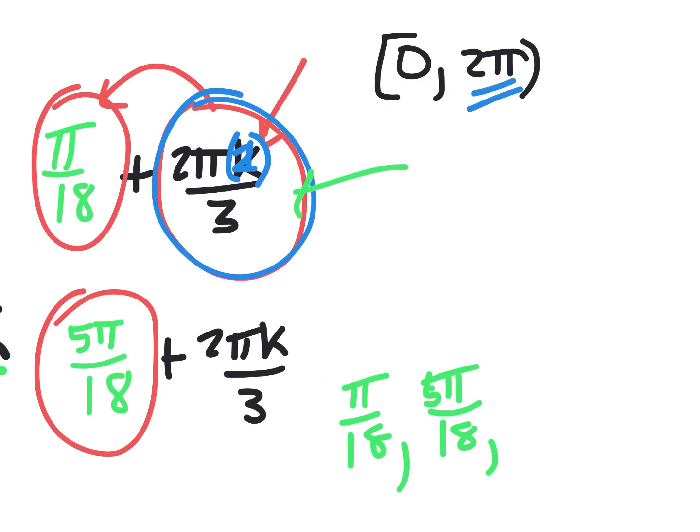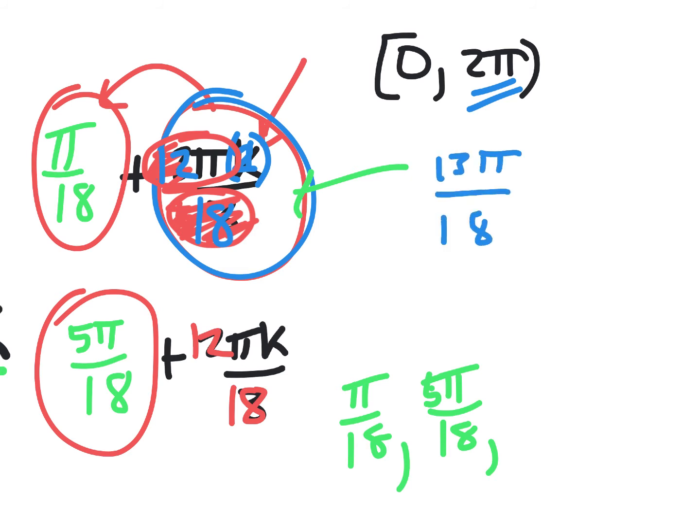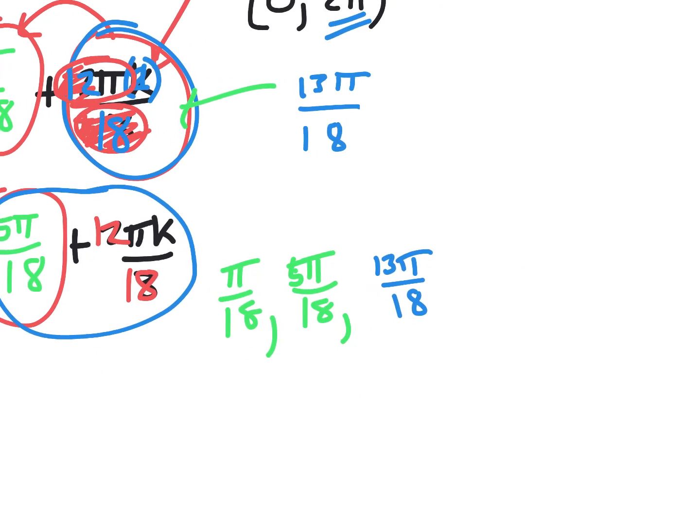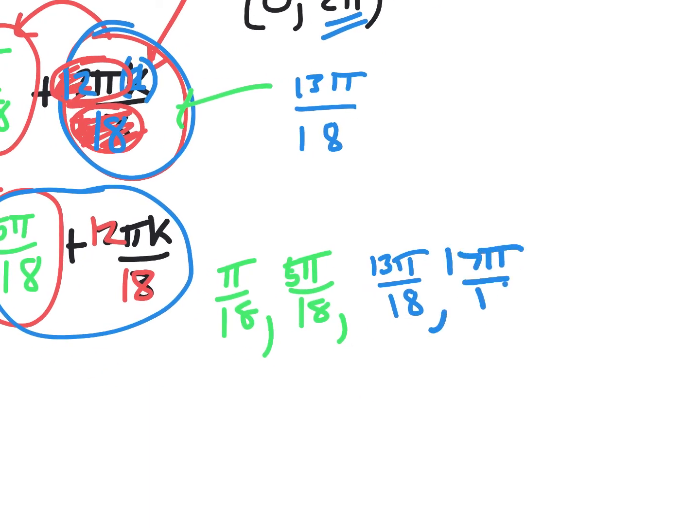I would have been thinking about getting this to be 18th, so I'd be multiplying by 6 here and 6 here. So this is really 12 pi over 18. Same here. 12 pi over 18. They're equal, but so much easier to add. All right, so if I'm going to add 12 pi over 18 to the pi, then I'm going to get 13 pi over 18, and that will be my next one. And then I'm going to add these 2, and I'll get 17 pi over 18.